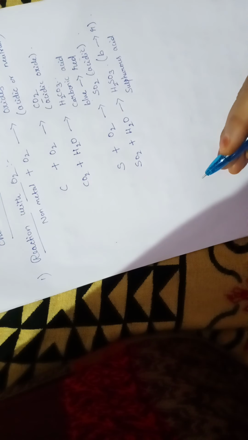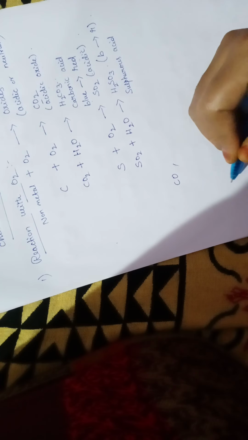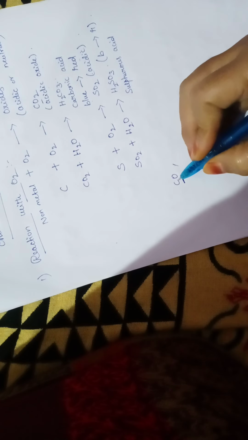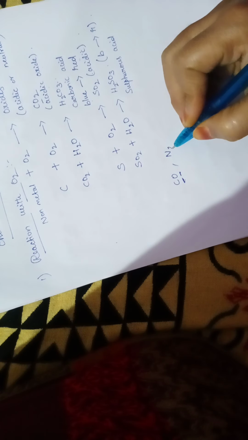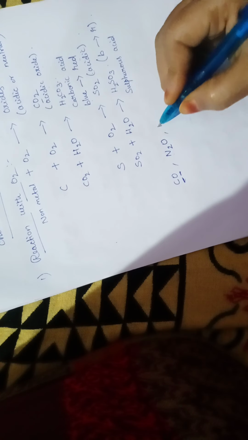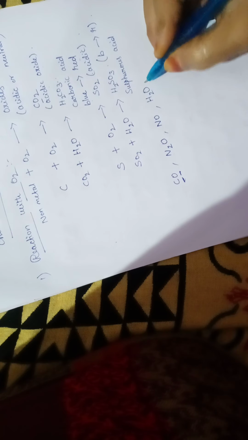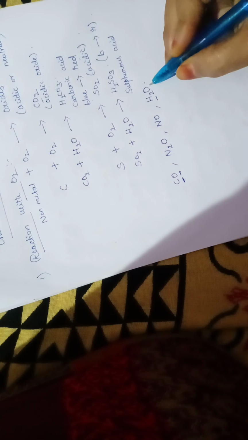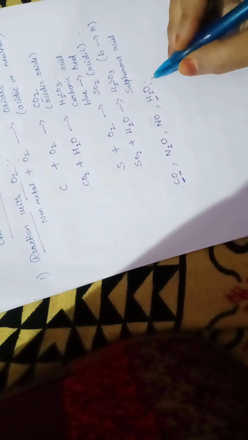Then if we come to neutral oxides, carbon monoxide is one neutral oxide. Carbon is a non-metal, and this is carbon monoxide. Even dinitrogen monoxide is also a neutral oxide. Even nitrogen monoxide is also a neutral oxide. Even H2O, our water, is an oxide of hydrogen, which is a non-metal. So water is also an oxide which is neutral, meaning not acidic, not basic.